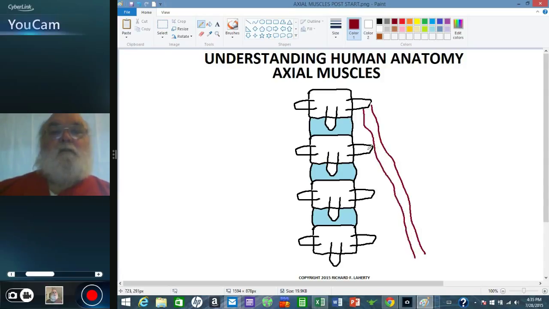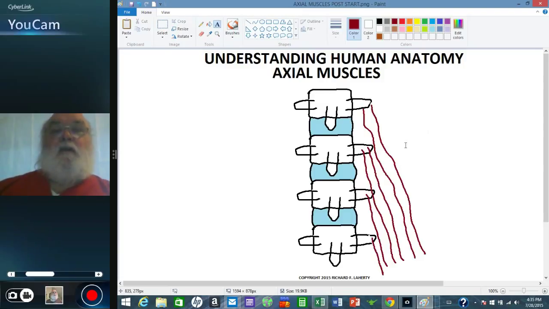So we'll draw in some muscle fibers like this. And I'm drawing this deliberately fairly wide. It will depend on the individual muscle how wide the attachment is. But now this muscle, and it doesn't matter what name, it's a generic muscle for our point.